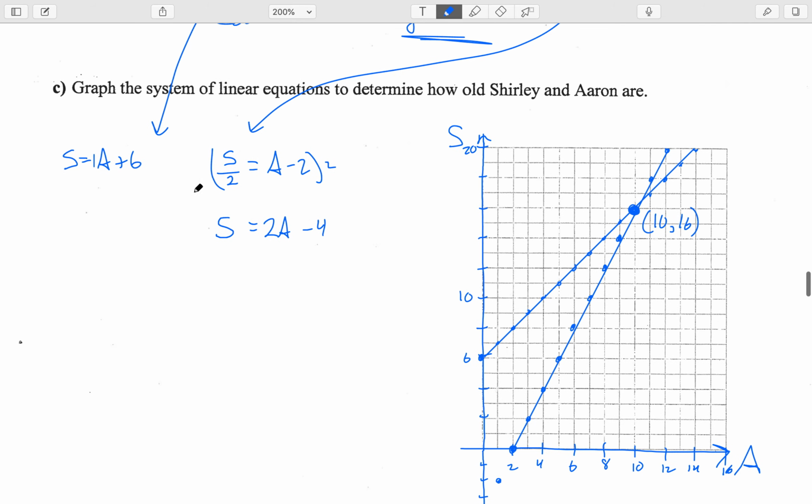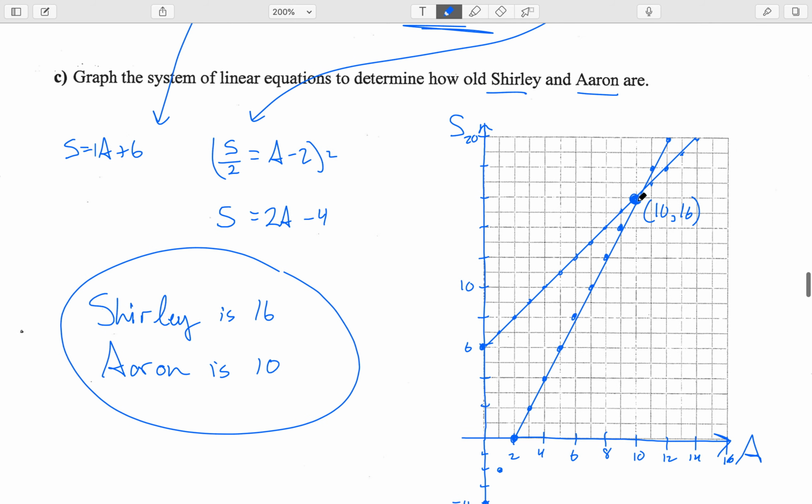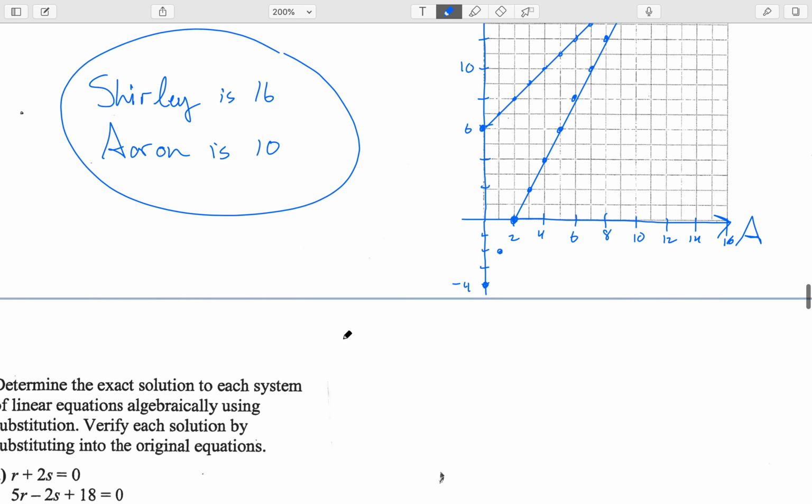Okay, so graph the system. How old is Shirley? Is Shirley 10 or is she 16? Shirley is the y value. Shirley is 16. Oh, there we go. Shirley is 16. Aaron is 10. Yeah, because Aaron is the x value. In other words, it's the a.